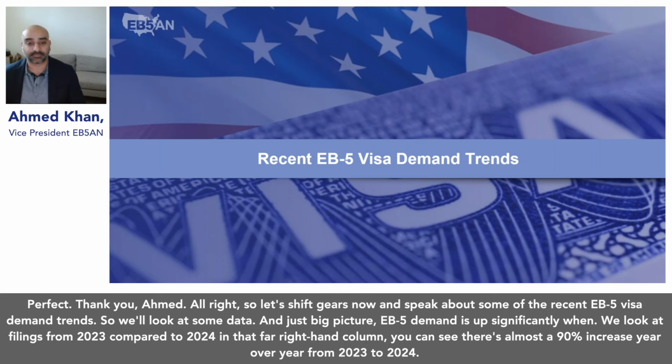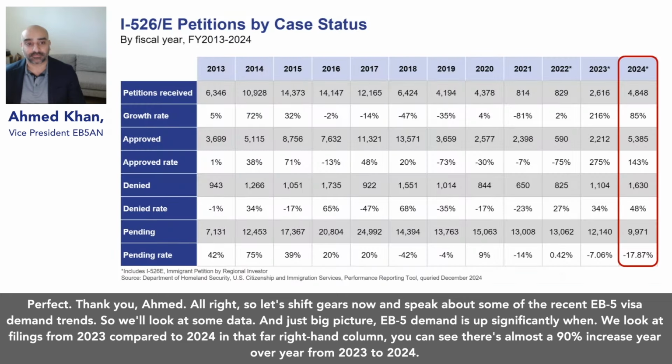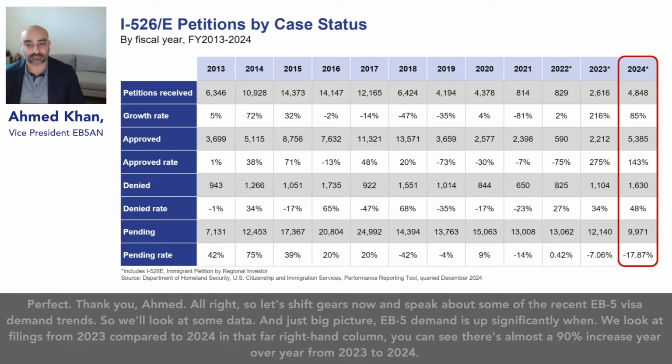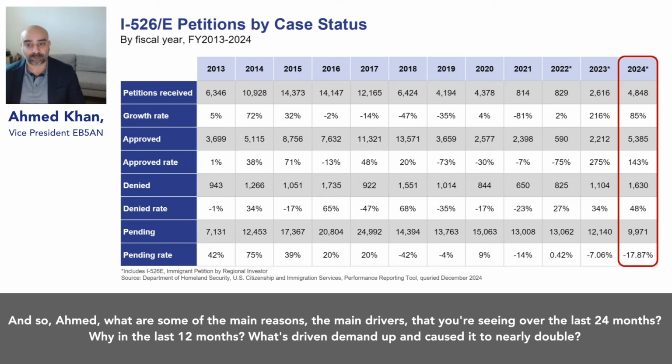Perfect. Thank you, Ahmed. All right, so let's shift gears now and speak about some of the recent EB-5 visa demand trends. We'll look at some data, and just big picture, EB-5 demand is up significantly. When we look at filings from 2023 compared to 2024 in that far right-hand column, you can see there's almost a 90% increase year over year. So Ahmed, what are the main drivers that you're seeing over the last 24 months, or the last 12 months? What's driven demand up and caused it to nearly double?